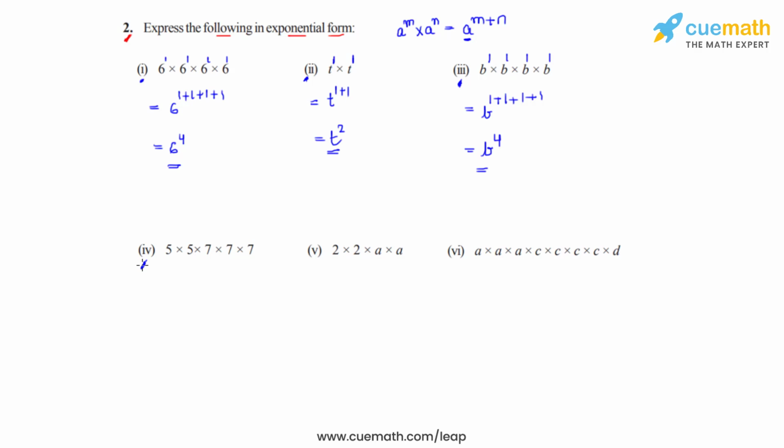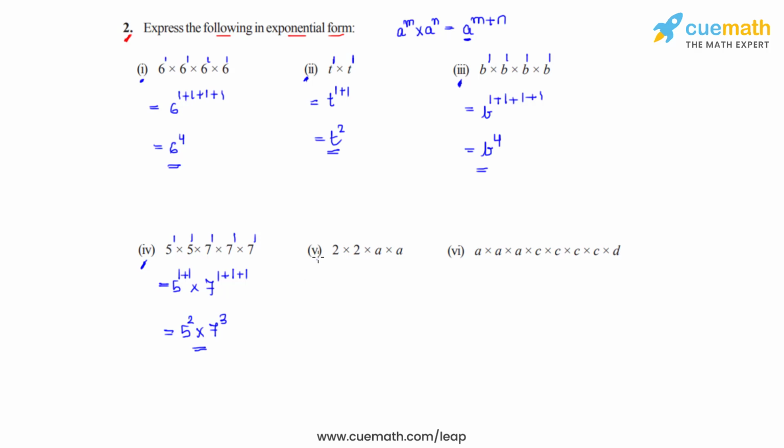Now for the fourth bit, we see that there are two different numbers. So 5 here is multiplied 2 times and the power of 5 is 1 and 1. So we can write that as 5 raised to 1 plus 1 times, now 7 is multiplied 3 times and the power of 7 is also 1. So we write 7 raised to 1 plus 1 plus 1. So the answer for this bit will be 5 raised to 2 times 7 raised to 3.